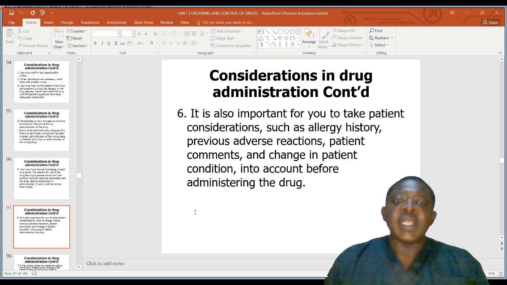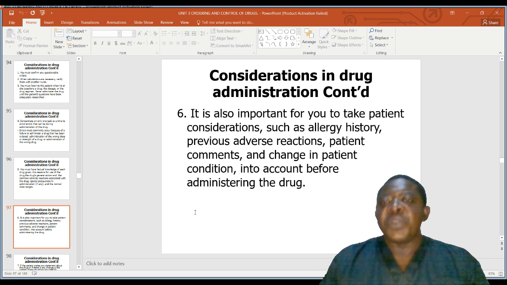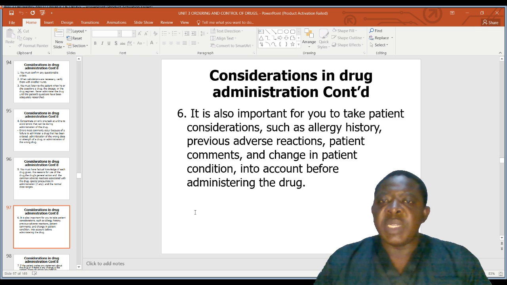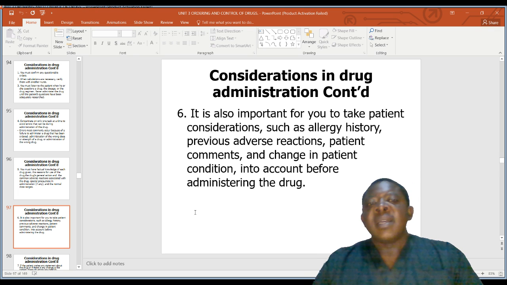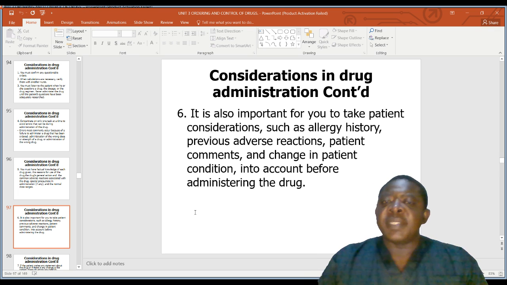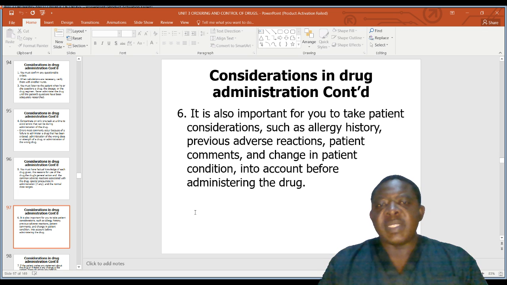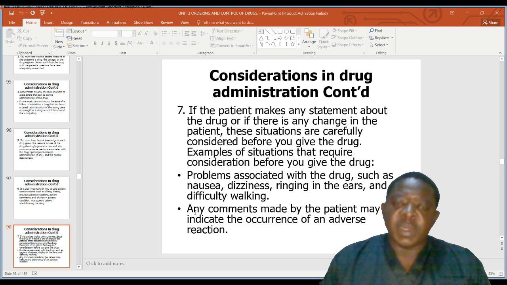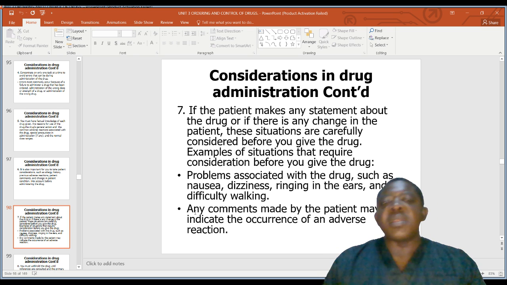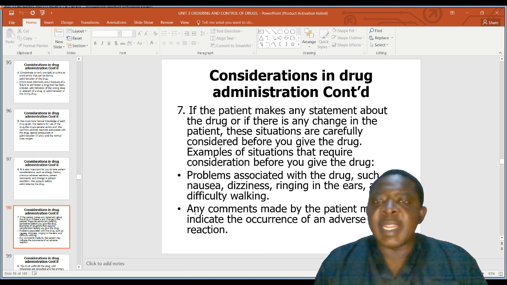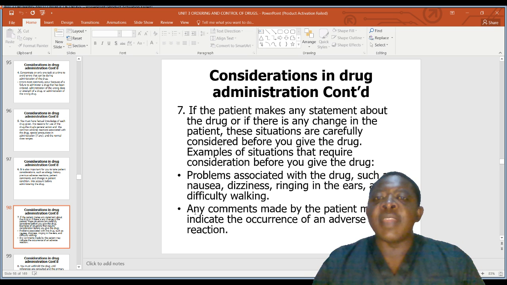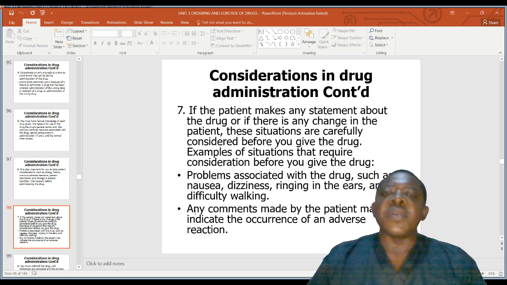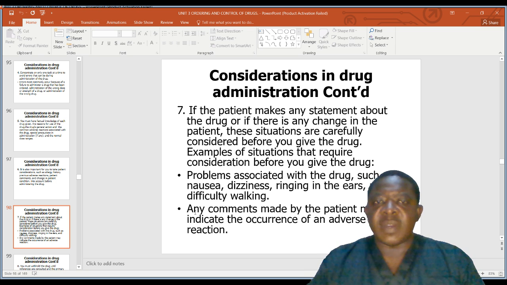Then number six, it is also important for you to take patient considerations such as allergies, previous adverse reactions, patient's comments, and change in patient's condition into account as you administer the drug. Then the seventh: if the patient makes any statement about the drug or if there is any change in the patient, these situations are carefully considered before you give the drug.